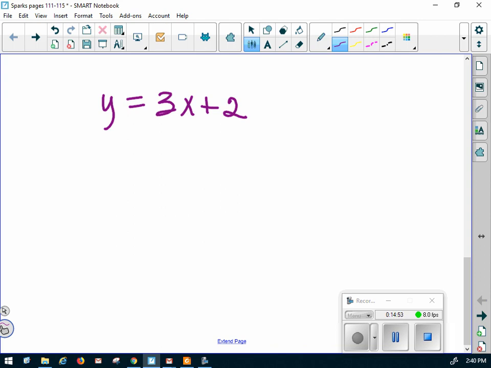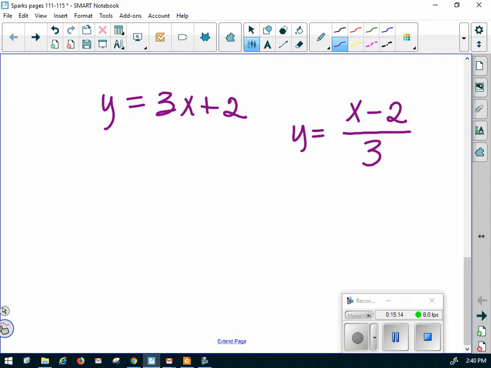Now go backwards. So if I was going backwards, I would have to subtract 2 and divide by 3, right? So here's what we're thinking. We're thinking maybe this one undoes this one, right?